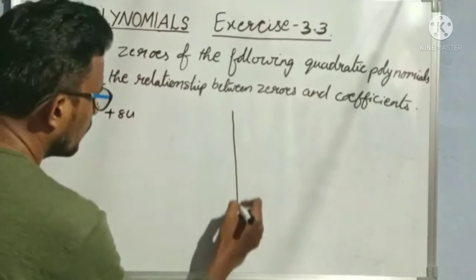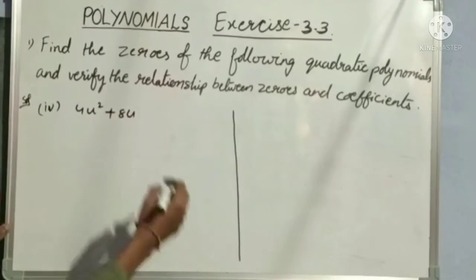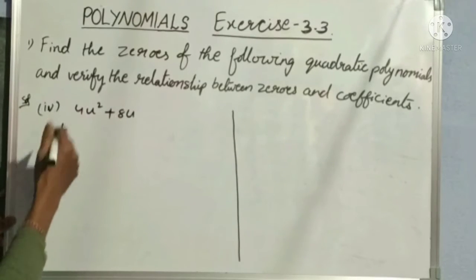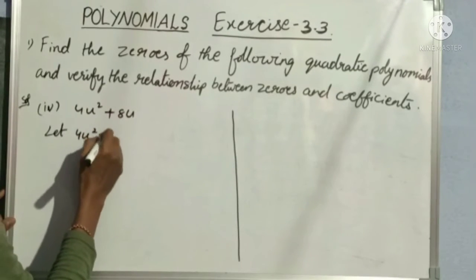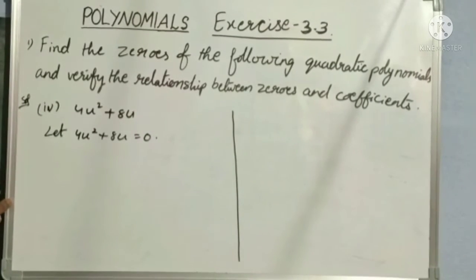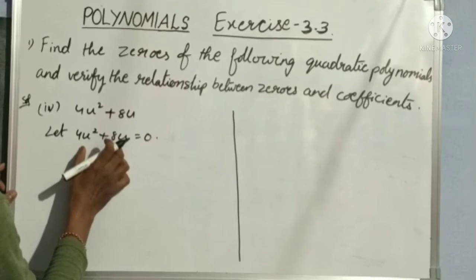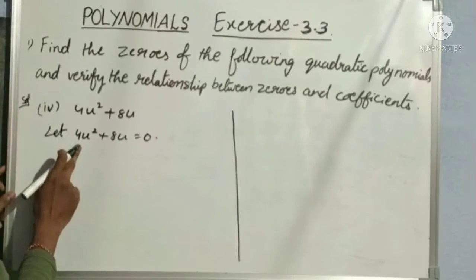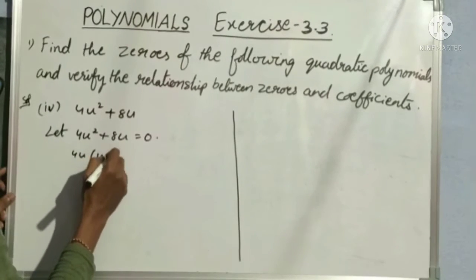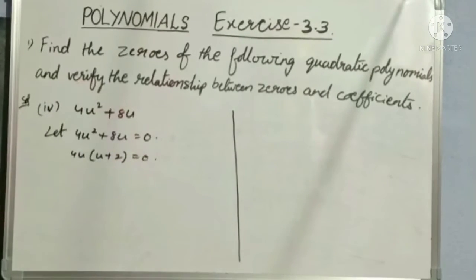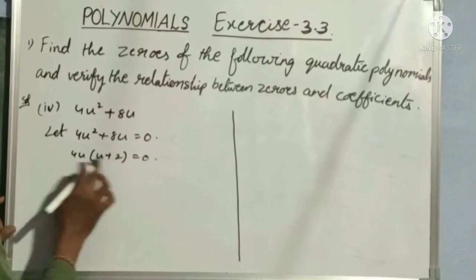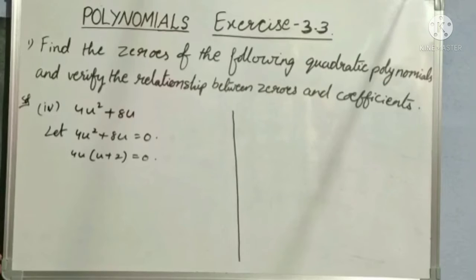4th bit. So same as the previous problem. First what you have to do is let the given quadratic polynomial be equated to 0. So 4u square plus 8u is equal to 0. Okay. So I hope 4 and 8 are multiples of 4, right? So I can take 4u common in both. So 4u into (u plus 2) is equal to 0. Correct? See here, 4u into u is 4u square and 4u into 2 is 8u. So I will get the same if I multiply also.